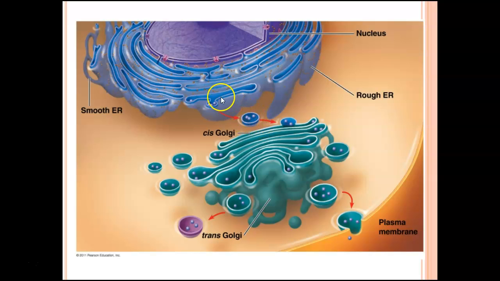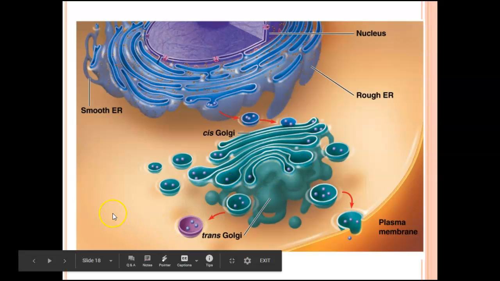Back to the rough ER, vesicles will leave the rough ER carrying polypeptides to the cis face of the Golgi. The Golgi will receive these polypeptides and will participate in folding them and monitoring that folding and modifying that folding. Proteins are folded in the Golgi and leave the trans face to either be circulated within the cell or leave the cell.